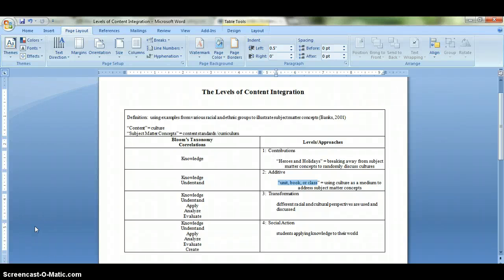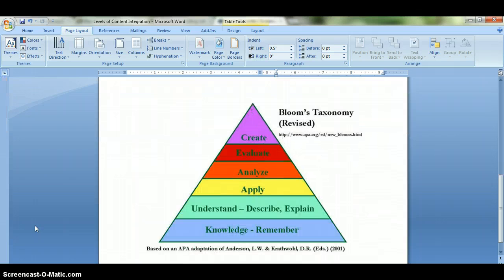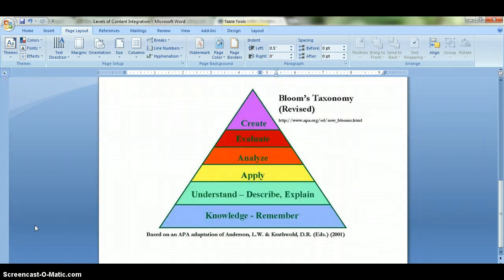I'm back for another video, and in this video I'm going to talk about the handout, the levels of content integration. But first I'm going to start on the second page of the handout here, and this is an image of Bloom's taxonomy, or the revised version of Bloom's taxonomy. This is basically an image representing the different levels of knowledge or different levels of learning and how we use what we've learned.